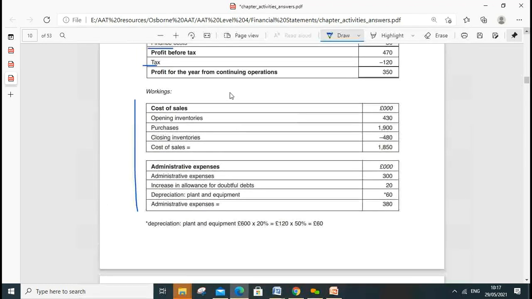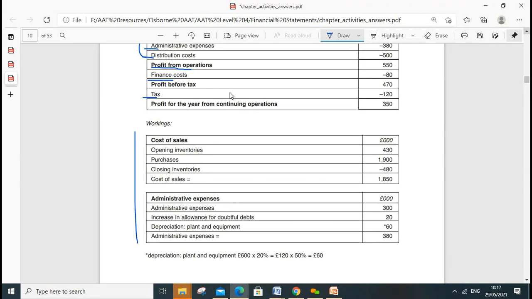So we'll see here the bad debts. Yes, here is the increase, because we already had bad debts in the past, but we have a further 20,000. So it can be policy: we can charge to admin, or maybe we can charge to distribution.